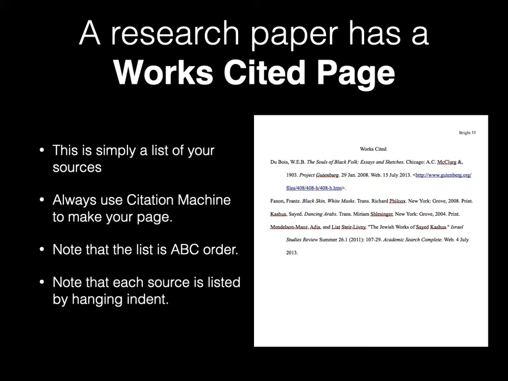The second source is only one line long. The third source is only one line long. And then the fourth source is 3 lines long, and the second and third lines of that source are scooted over. It's called hanging indent.